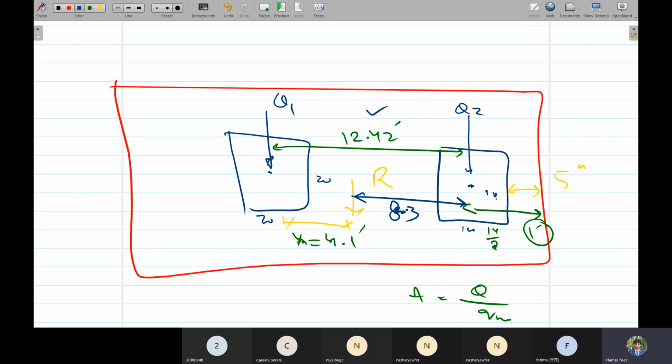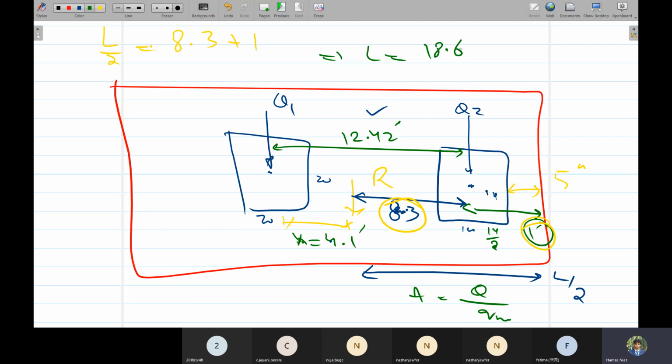So now we know that at maximum our L by 2 should be 8.3 plus this 1 foot. 8.3 plus 1 foot. Why? Because we do not have any more space in this direction, on the right hand side. For our L by 2, our resultant must always lie at the half length of the footing. So this is our L by 2. So L by 2 would be 8.3 plus 1, that is 9.3, and L would be 18.6. So this is how we can calculate the length of the footing.